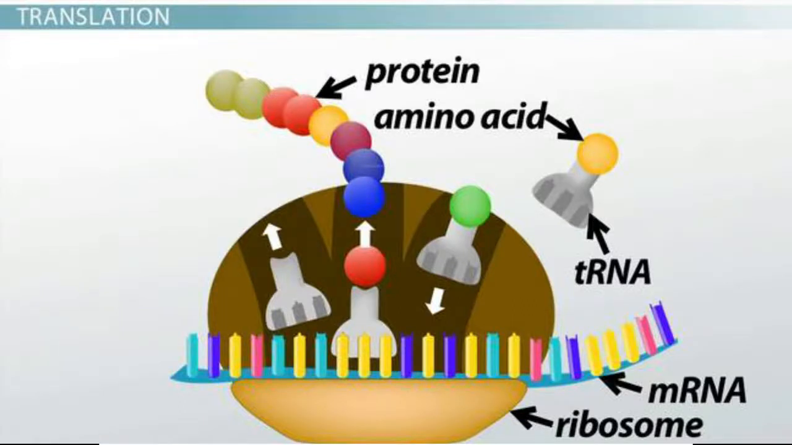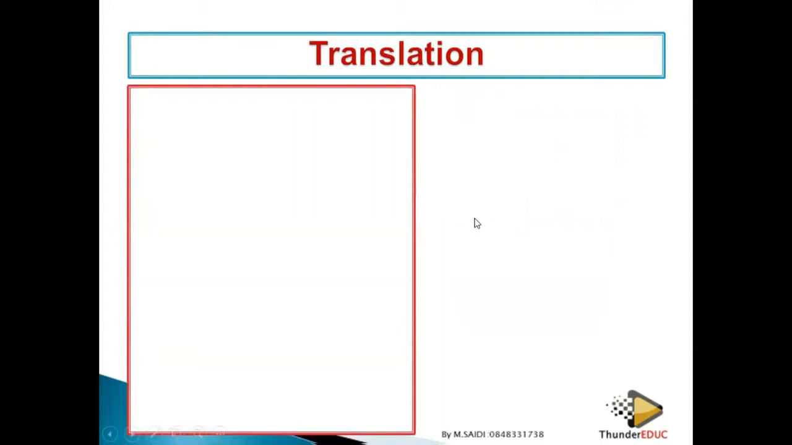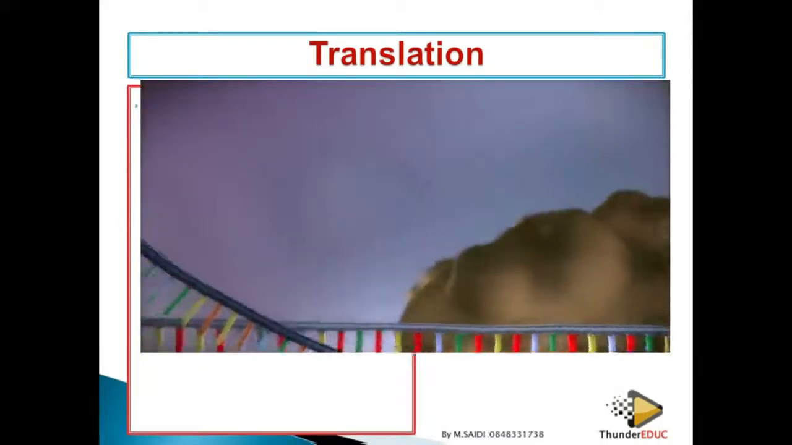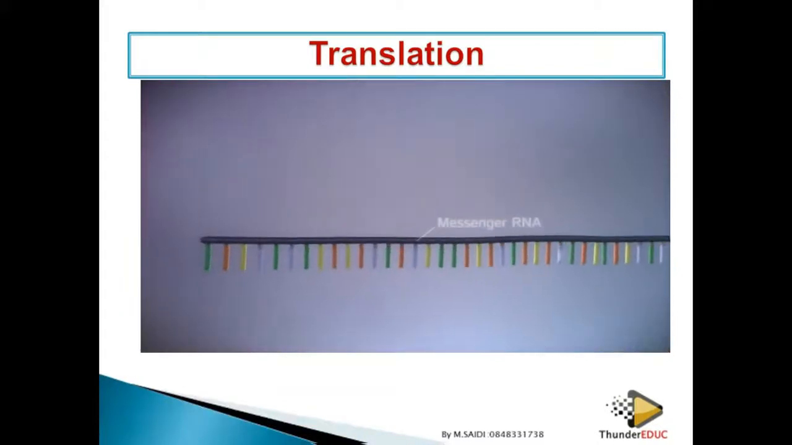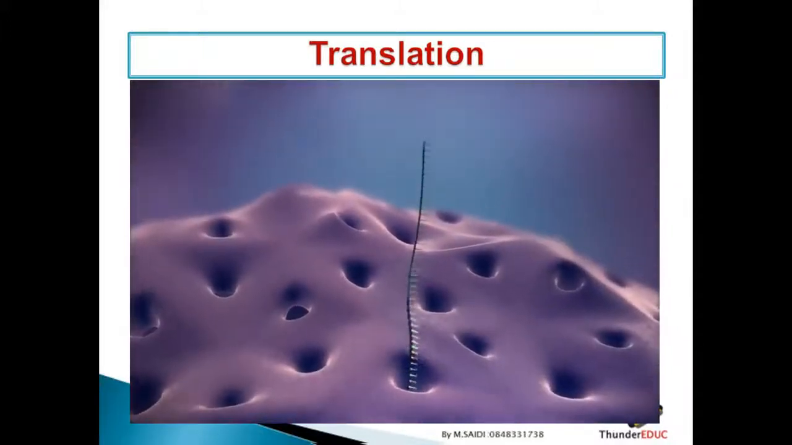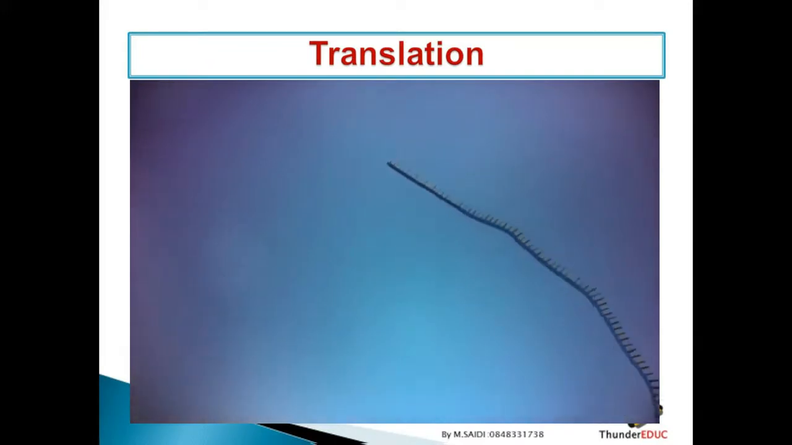Today we are going to be looking at the process of translation. Here, let's look at the process of translation. Basically, now the messenger RNA has moved out of the nucleus. It has gone to the cytoplasm, and then it attaches itself to the ribosome. So now we want to bring the amino acids to the ribosome so that a chain is formed.